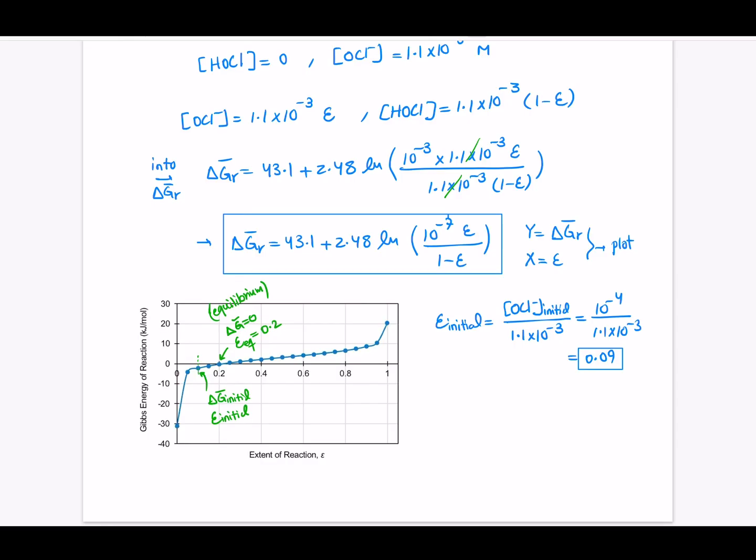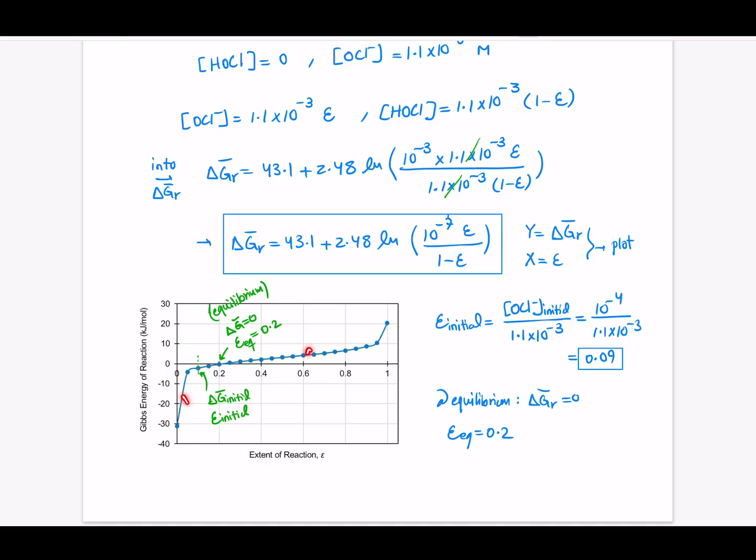And then we did the same thing for basically equilibrium. We know at equilibrium, delta G of reaction is 0. And epsilon of equilibrium was 0.2. So dynamically, this is how delta G is changing from the initial condition here to the equilibrium. So if we let this system run, it goes from here all the way to here. So, this delta G all the way to delta G of 0.